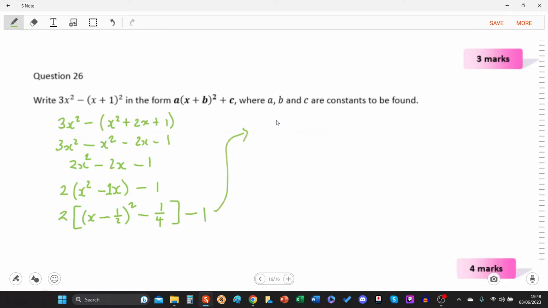So expanding that 2 in, it's going to go in front of the bracket, like so. And we're going to subtract a half. So it's 2 lots of a quarter. And then to finalize, take away 3/2. So basically we're looking at what these letters are. A equals 2, B equals a half, and C equals -3/2.